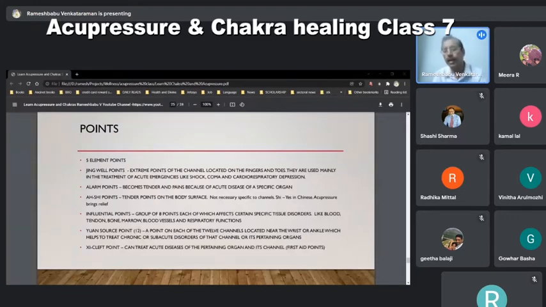So first are the Five Element points. We discussed the 5 elements, right? What are those 5 elements? I don't know where I covered it here. One second.